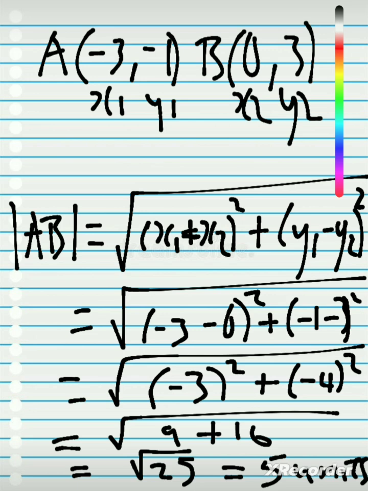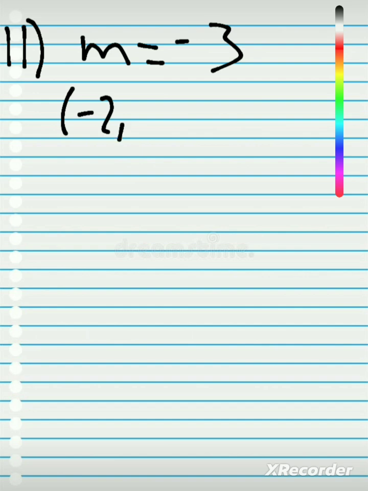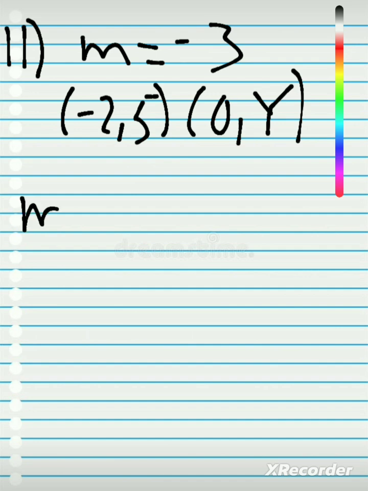Okay, so we go to question 11. So in question 11, they have given us the gradient. They have said the gradient is -3. So they want us to find the value of y given these points. Okay, so we use the formula for gradient. We know m is equal to y2 minus y1 over x2 minus x1.